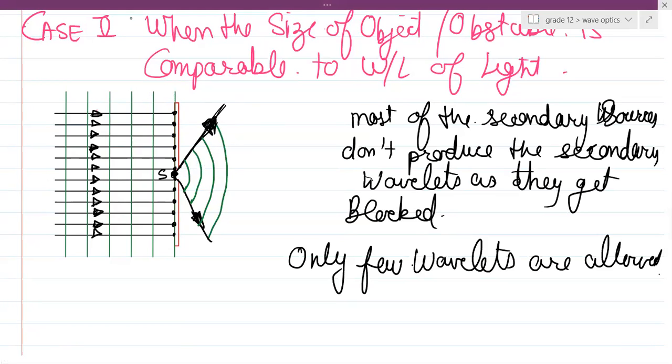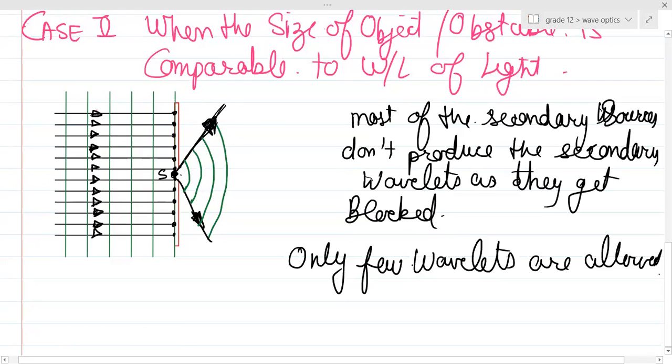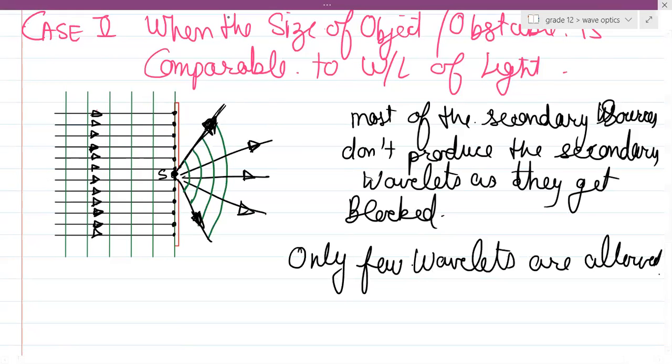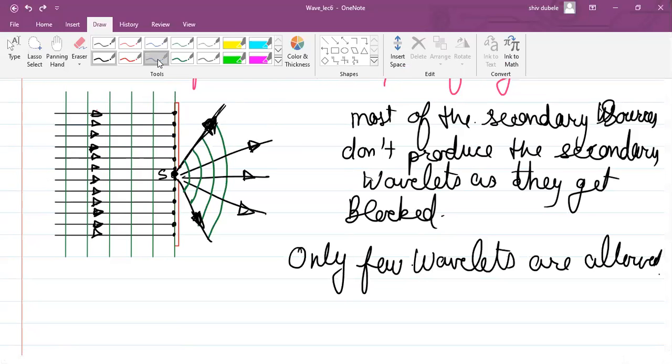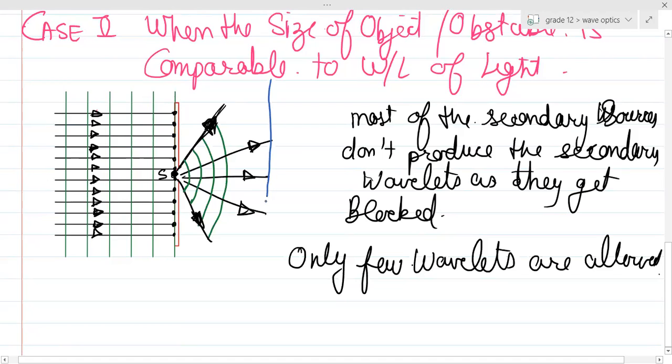So what happened to the light rays? The light rays only go in these particular directions, and on the screen you form a pattern. That pattern is basically called a diffraction pattern. Is it clear? So only few wavelets are allowed.